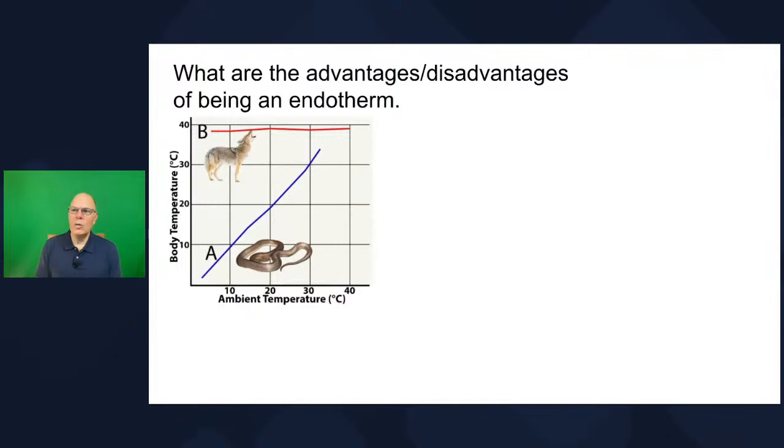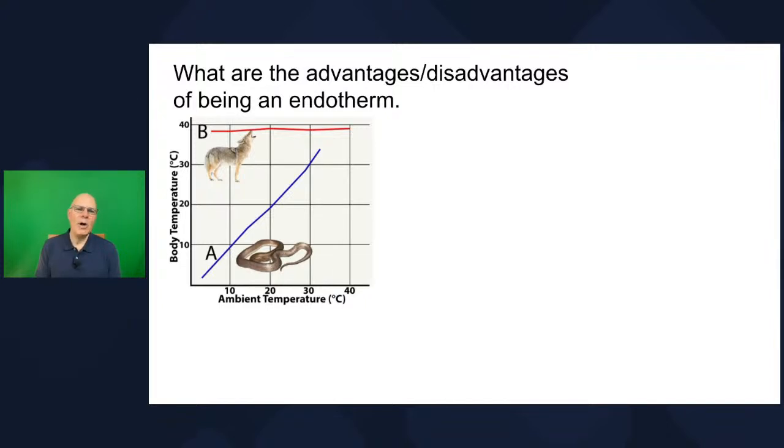We're going to start with this question. What are the advantages and disadvantages of being an endotherm? So I'm assuming that everyone who's watching this show is an endotherm because humans are mammals. Mammals are endothermic. If you think about the vertebrate clade, the two subclades are the birds and the mammals, which are endothermic.